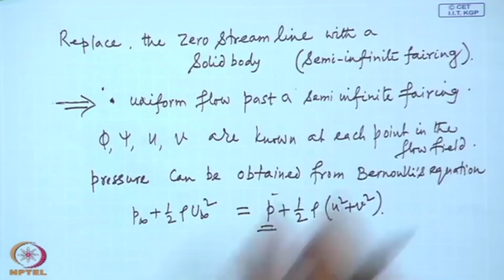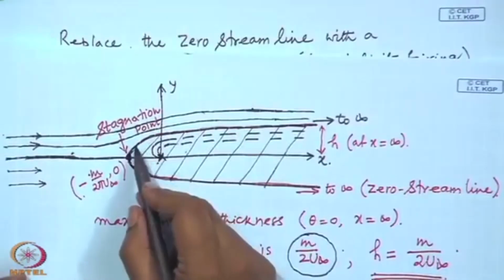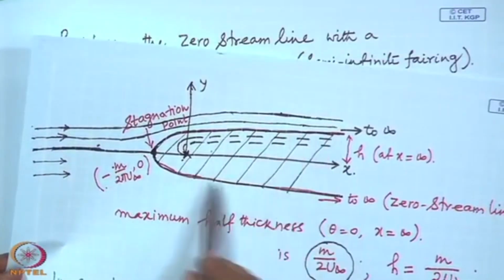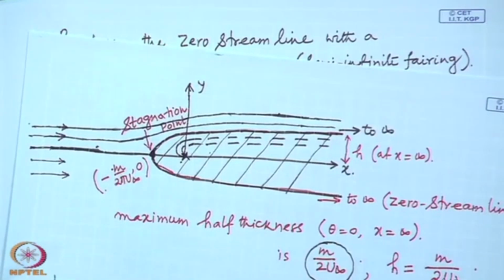In particular, if you find the pressure on the body surface, you will see the pressure on the upper part and on the lower part are exactly identical, meaning that there will be no net force in the y direction. The body is symmetric about x, so the pressure distribution is also symmetric about x. So, there will be no net force in the y direction, that means there will be no lift force in this case.